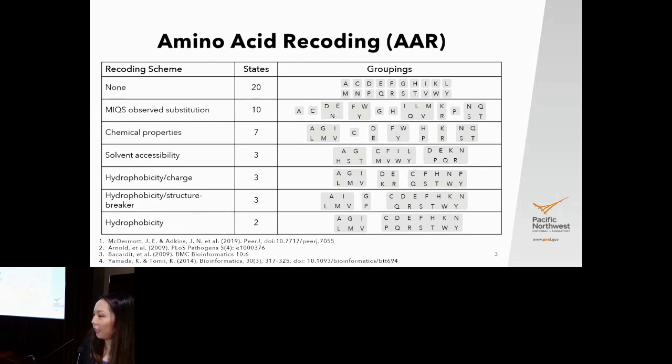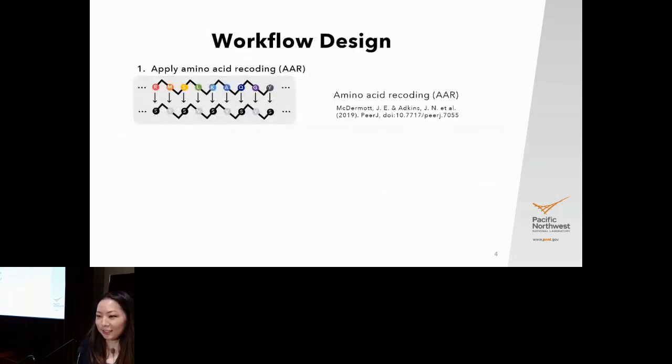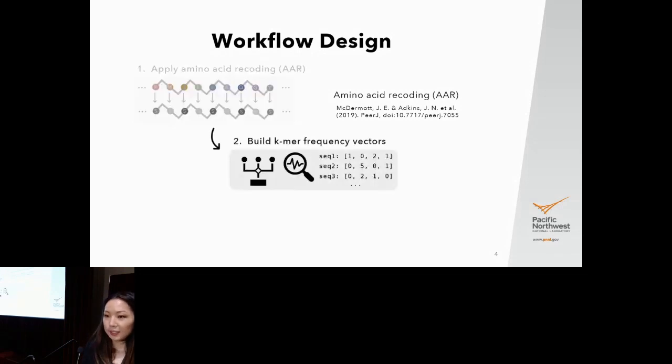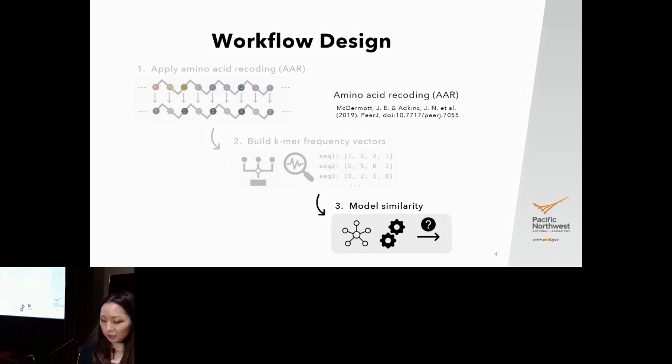In building our AAR k-mer-based protein function annotation tool, we envisioned a modular workflow combining these approaches in a manner well-suited for high-throughput data analysis. So at a high level, our workflow follows these steps. First, sequences are recoded according to the desired AAR scheme, or alphabet. Next, substituent k-mers are counted for each individual sequence, and the resulting k-mer frequency vectors are built. Finally, these vectors are used to model sequence similarity using various methods.